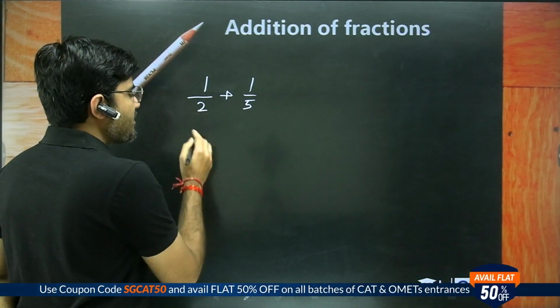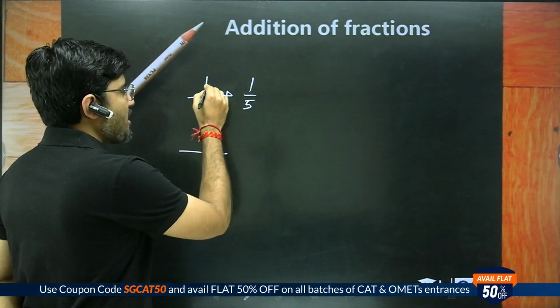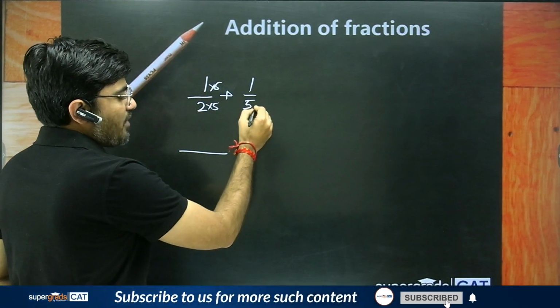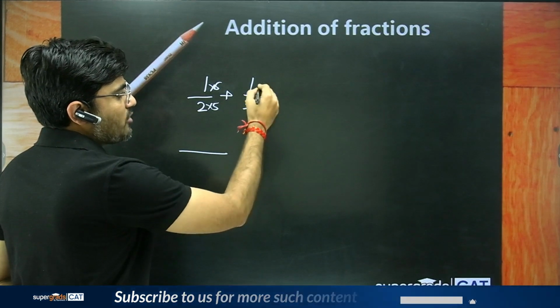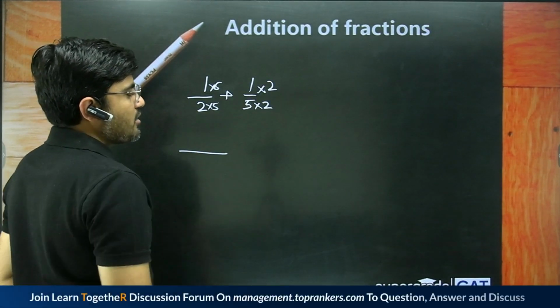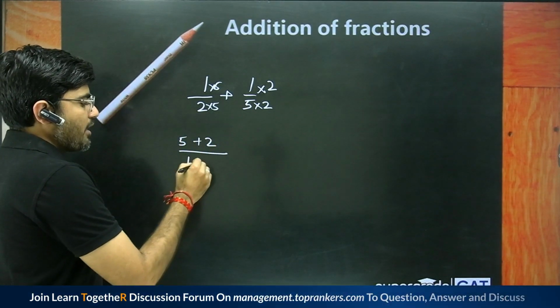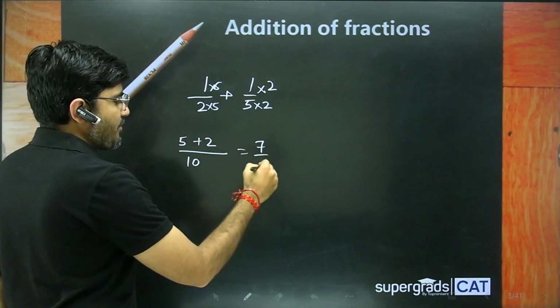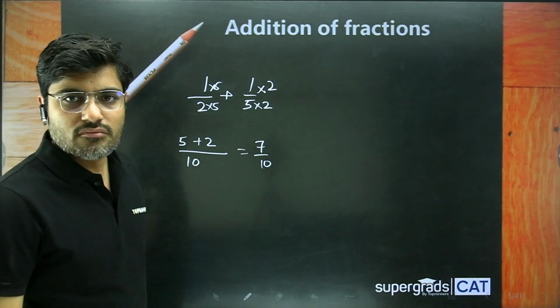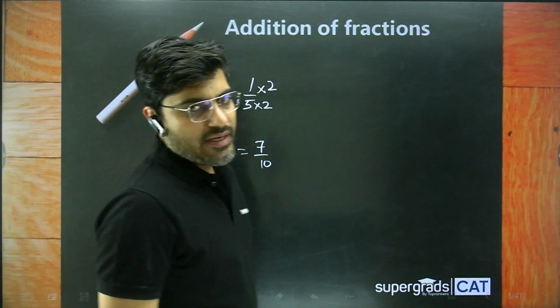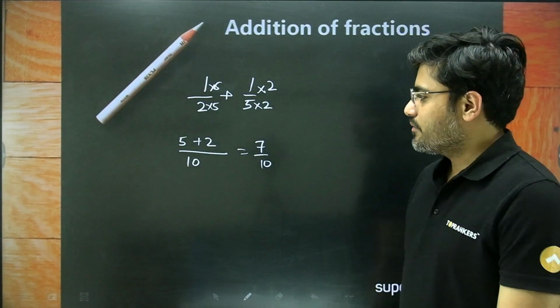So if I have to make this 10, it should be multiplied by 5 in the numerator and 5 in the denominator. And if I have to make this 10, I have to multiply this by 2 in the numerator and 2 in the denominator. So it becomes 5 plus 2 upon 10, which is nothing but 7 by 10. Is that clear? In this way, we can add fractions.